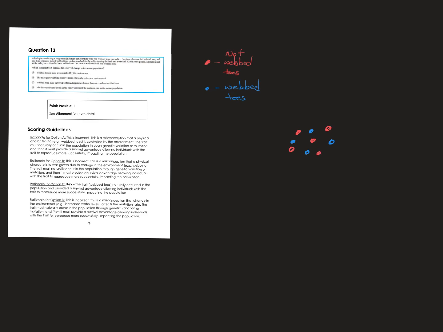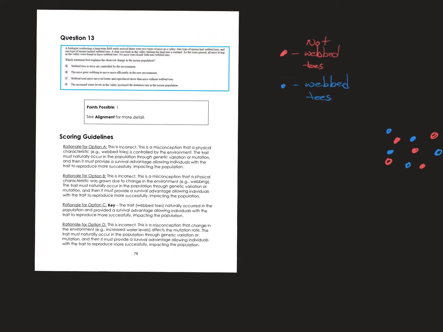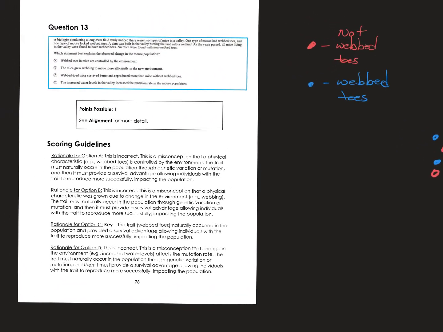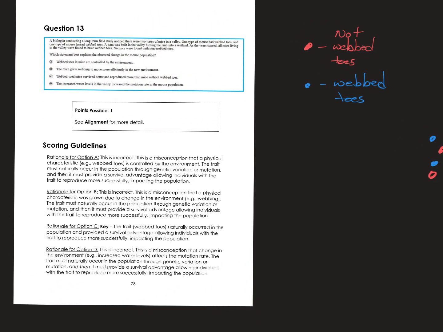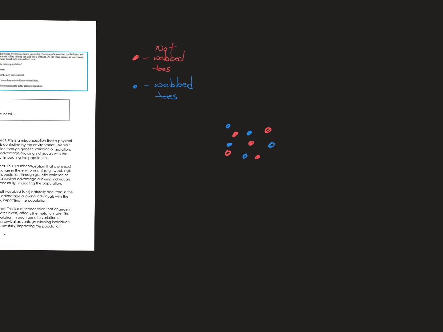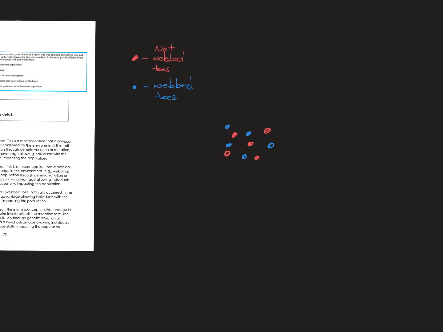Who knows this even number? I don't know. All right. Which statement best explains the observed change in the mouse population? So wait, before we go on, that's the population as it started, but then something happened, some event, some cataclysm, in this case occurring because of humans. We flood the valley.